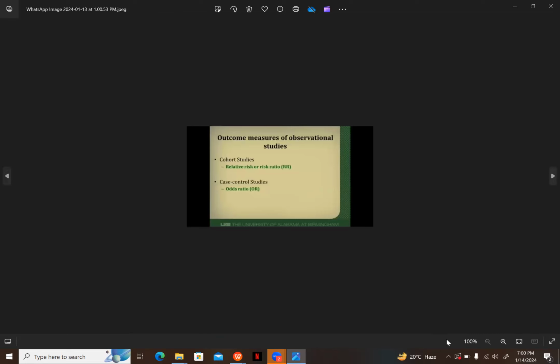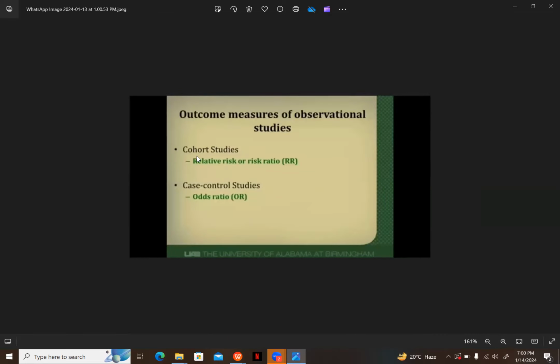Okay, here are the outcome measures for the observational studies. If you have cohort studies, mostly relative risk is given. You interpret the results in terms of relative risk when the study is cohort. And if the study is case control, most of the time you will be finding the odds ratio. They almost give the same information, like the association between some risk factor or intervention and the disease, but usually cohort studies use RR and case control studies use OR.